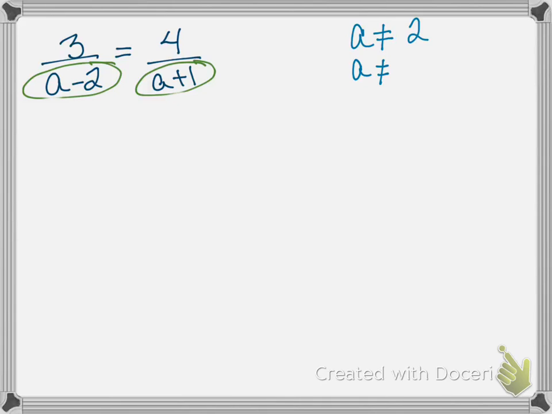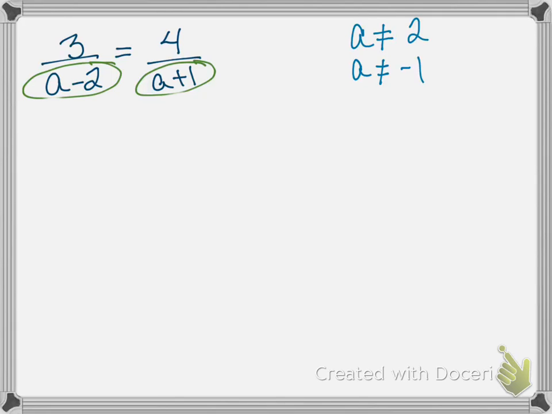Now look at a plus 1. What is it that a can't be for that denominator? You got it, -1. Okay, now you don't have to do that for every single problem, but you do have to go back and think about it. You do have to look at your answer and look at those denominators.